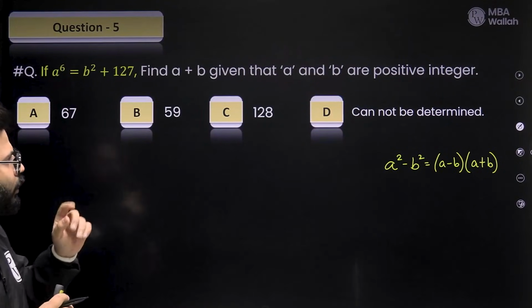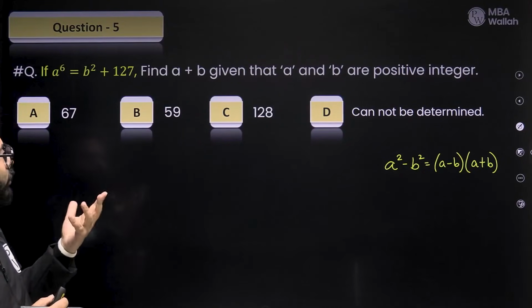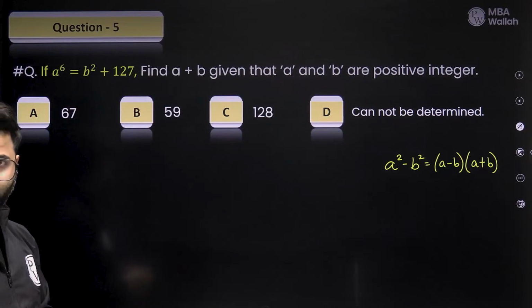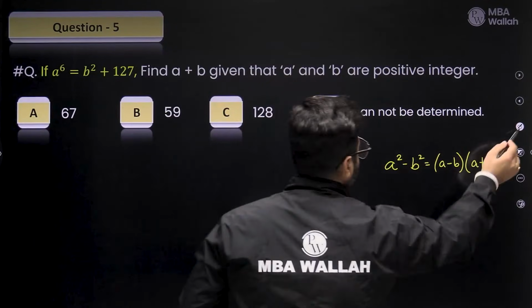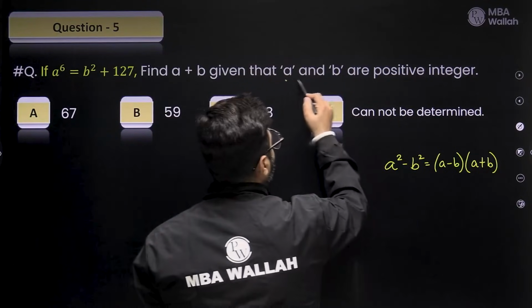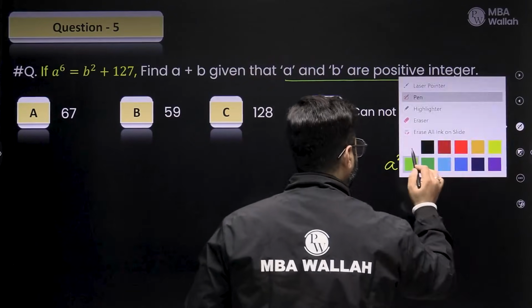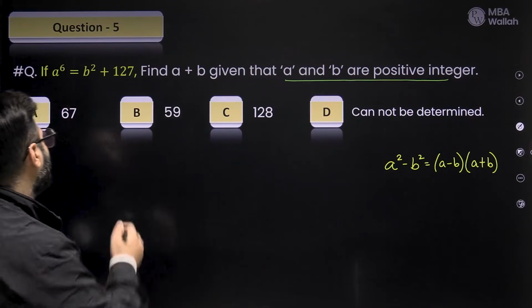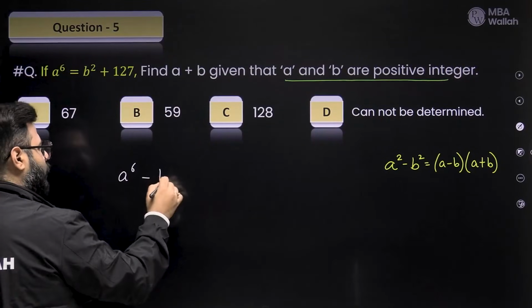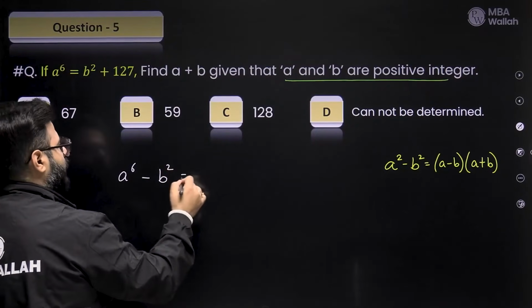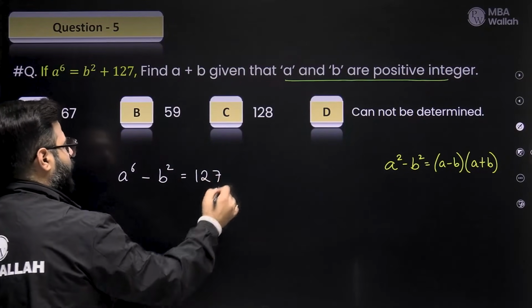Now, have a look at this question. Seems again challenging. One equation, two variables. Seems impossible, cannot be determined. But no, wait. There is some angle again over here, and that is this particular thing. Do you see a and b are positive integers? Something will definitely be played again. What do we have? We have a to the power 6. Let b square come on the left hand side. We have a to the power 6 minus b square as 127.